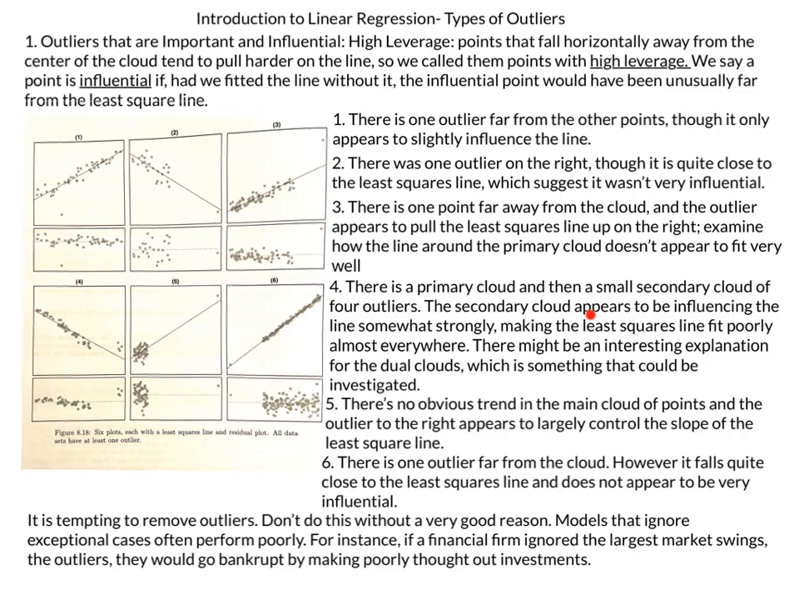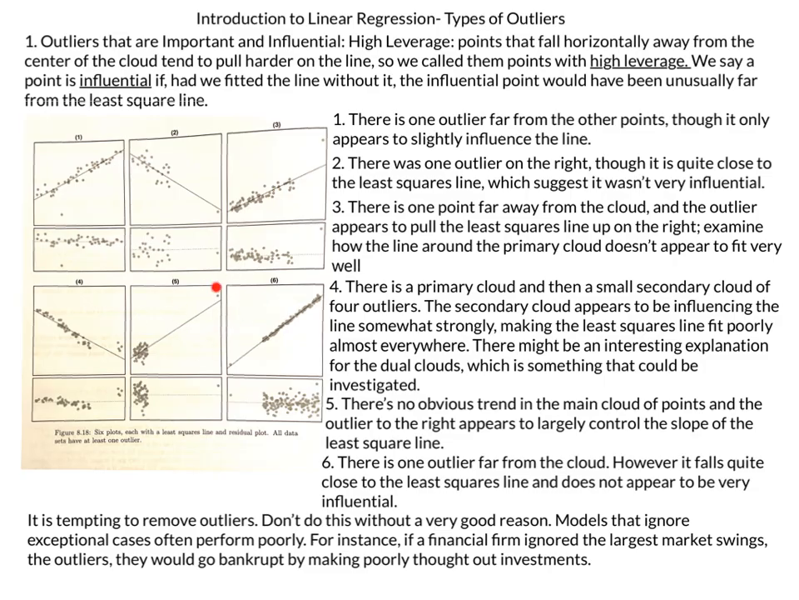So the secondary cloud, this cluster here, appears to be influencing the line fairly strongly. Again, otherwise it would be going further down through the middle of this little set of points. So making the least squares line fit poorly actually almost everywhere. That is true. Actually, the line is also kind of funky over here because it really should go through these points. And again, there might be an interesting explanation for the dual clouds, which is something that could be investigated.